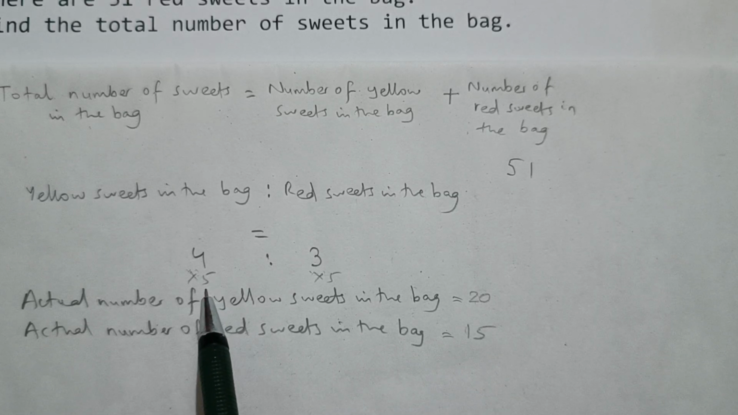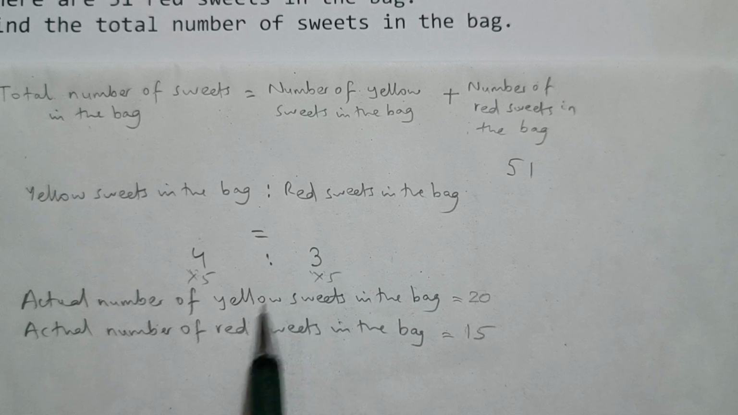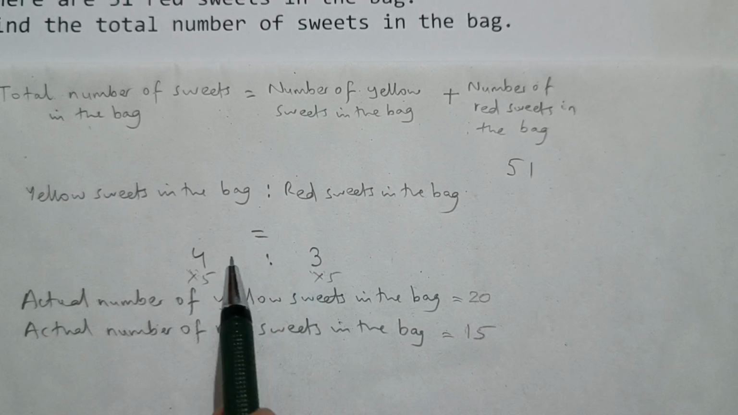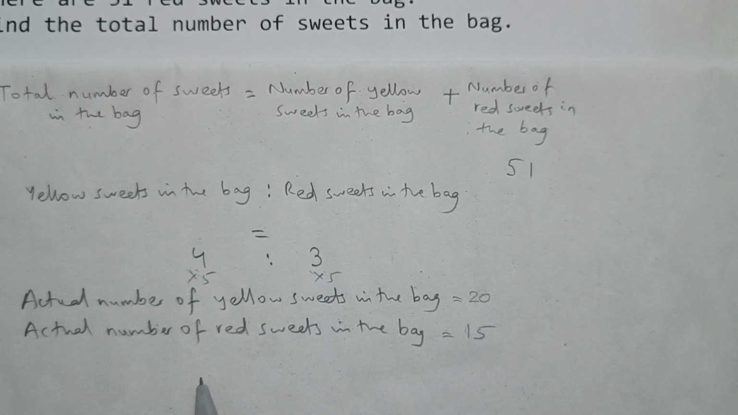So I have just shown you 2 examples. Likewise, I can multiply this ratio by 7, by 11, by 50, by 100, by 500. So I can multiply this ratio by any number, and based on that, I can find out what is the actual number of yellow sweets and what is the actual number of red sweets in the bag.